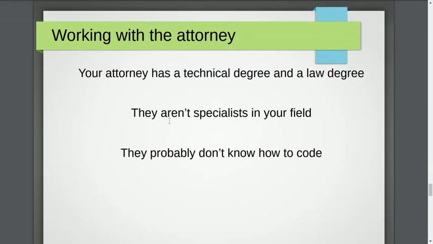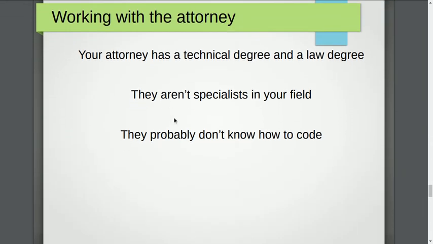Right, so when you're working with a patent attorney, I personally find them great people to work with because they have technical degrees and law degrees. So they're not specialists other than specialists in applying for and obtaining patents. However, they're not specialists in your field, and often they don't know how to code. So if you're working with software, don't expect that they are able to write a program. But they will have a high level of education, and they tend to be on the brighter end of the scale. So I personally find them very, very good to work with. I don't think I've met a bad one yet, to be honest.